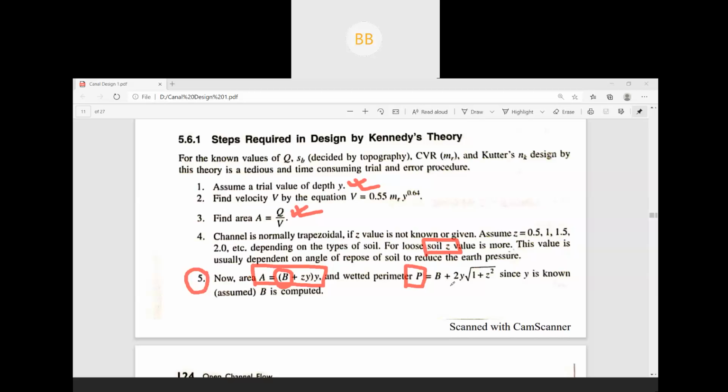Then you come to the wetted perimeter equation of a trapezoidal channel. Here in this equation, b is the width of the channel that you are going to determine from this area equation, and then you substitute here. y you have already assumed, then z value is also known, and from this equation you can find out the wetted perimeter of that particular trapezoidal channel.